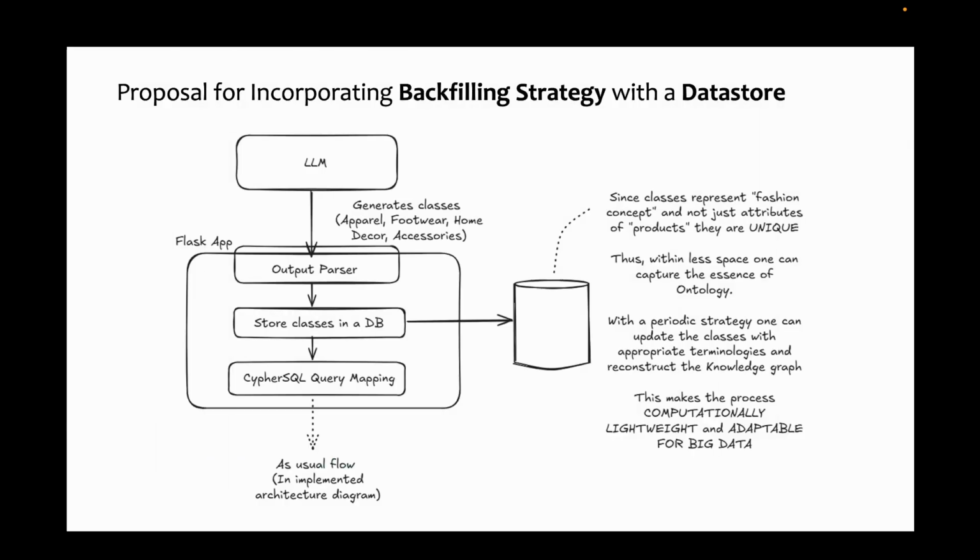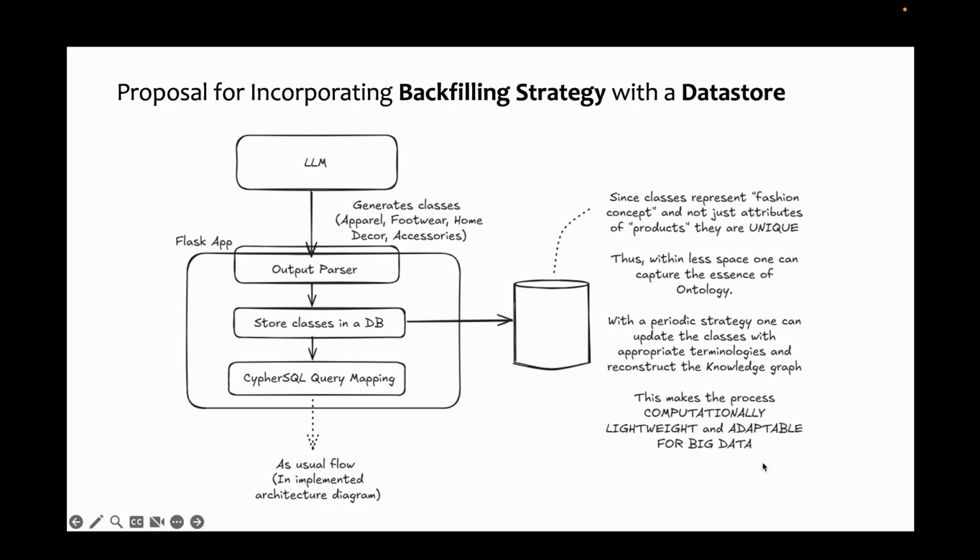So moving on, backfilling strategies are also incorporated, so that the LLM generates classes, the four we discussed earlier. Those are stored. You can store that within a data store, let's say MongoDB. These classes represent concepts and thus are unique. So you can periodically run serverless scripts to traverse these and change the terminology namings depending upon the convention. Like comfort wear could change to athleisure within some years of time, or some other concepts. Those backfilling strategies for creating different versions of knowledge graphs can be incorporated. And this is computationally lightweight.